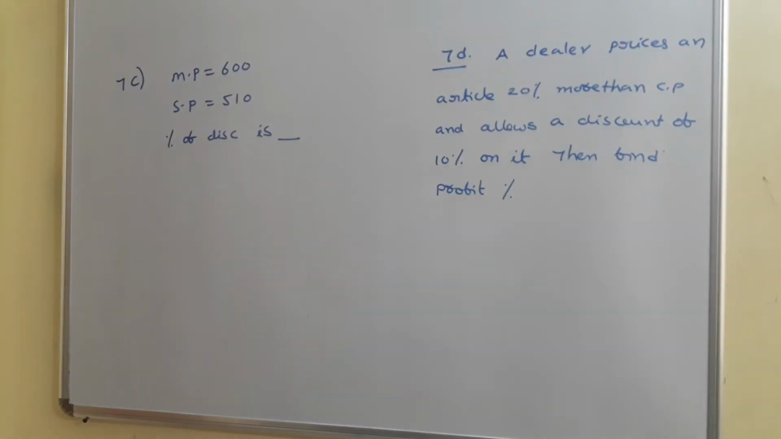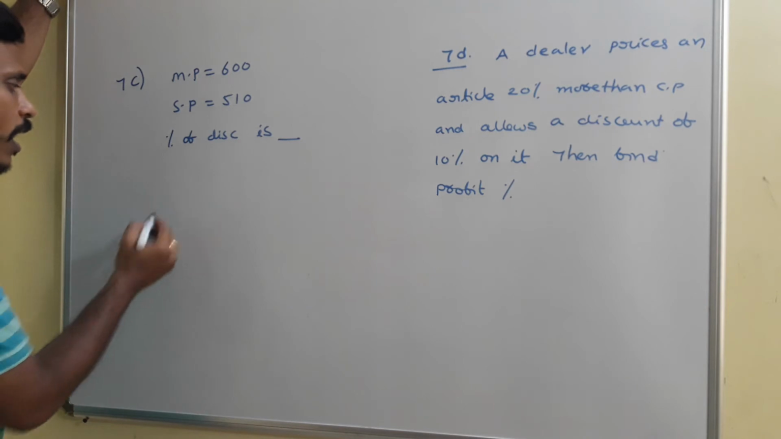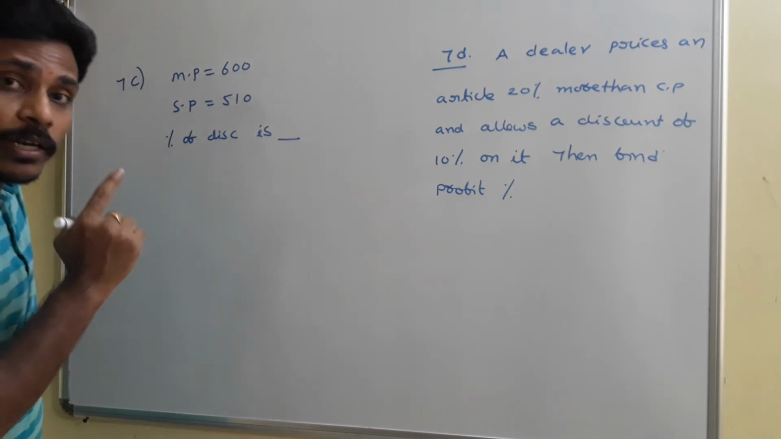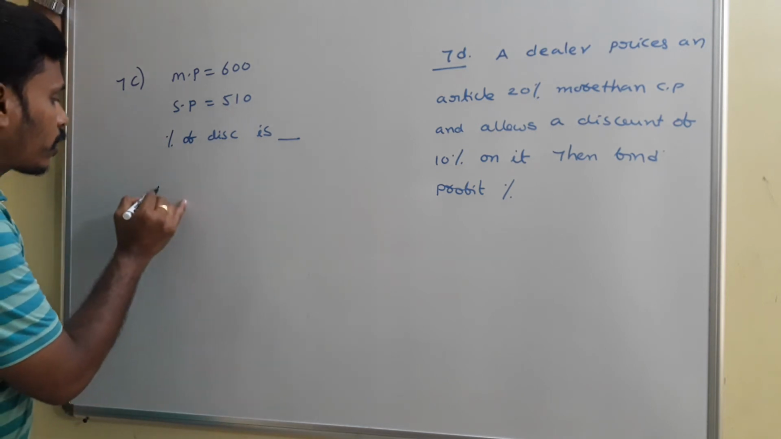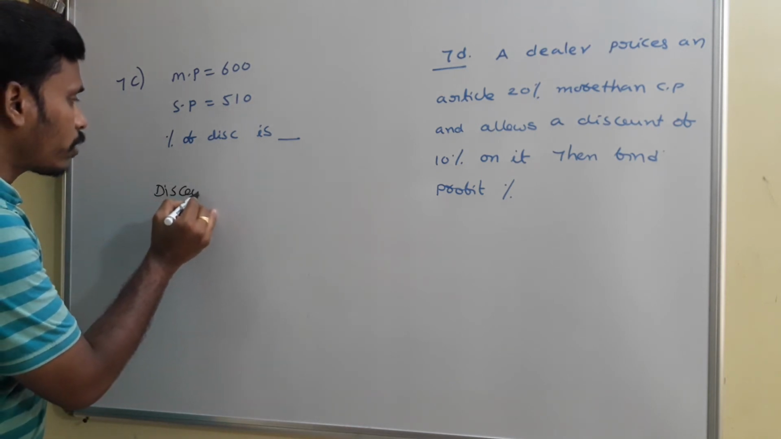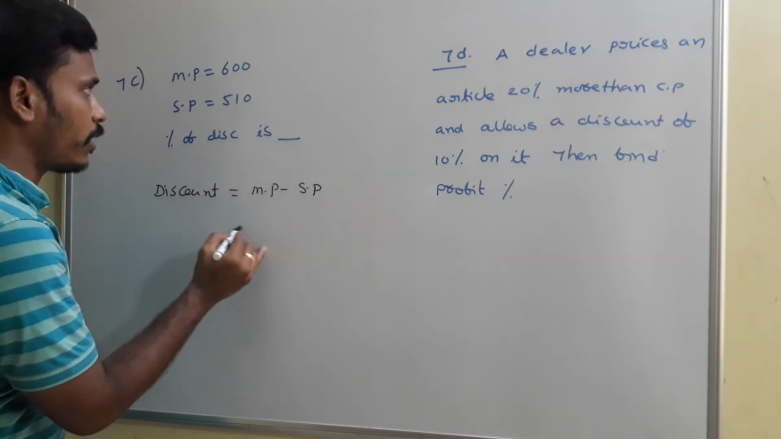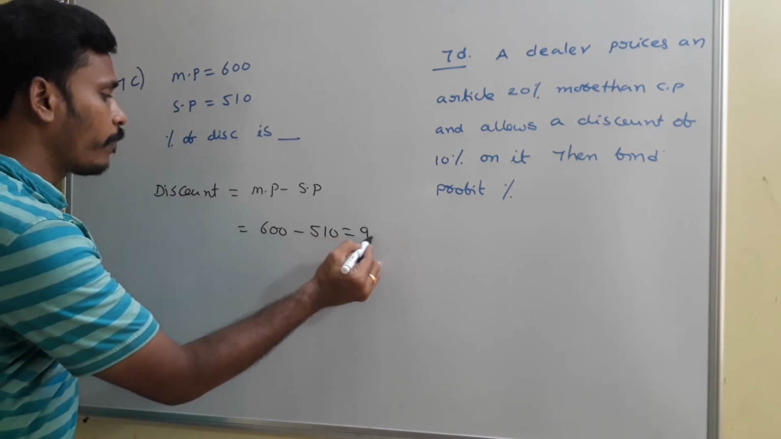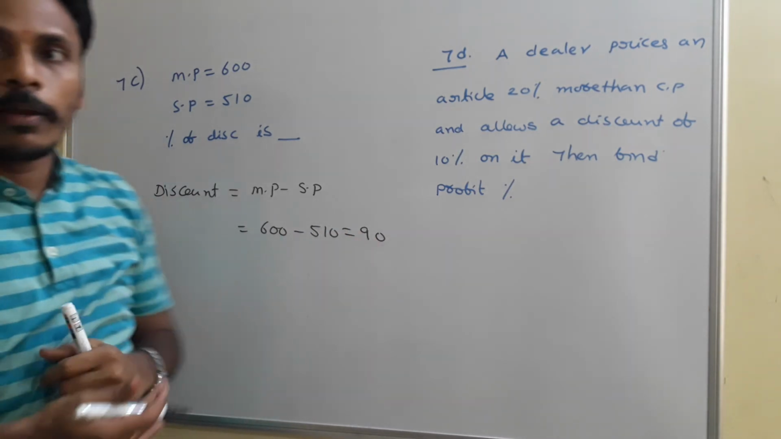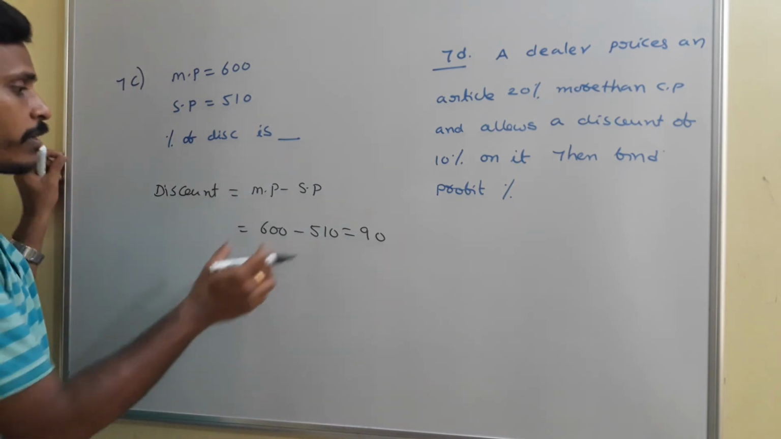See 7C and D. 7C: market price is 600, selling price is 510, and we need to calculate the percentage of discount. As we discussed, to calculate discount percent, we need discount and then discount percent. Discount is how much? Discount is equal to market price minus selling price, which is 600 minus 510, and that amount is 90. So discount is the difference between market price and selling price, and that is 90.